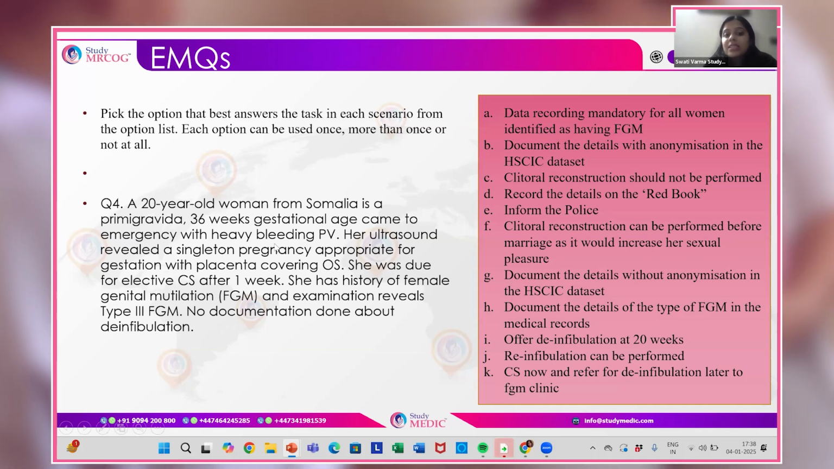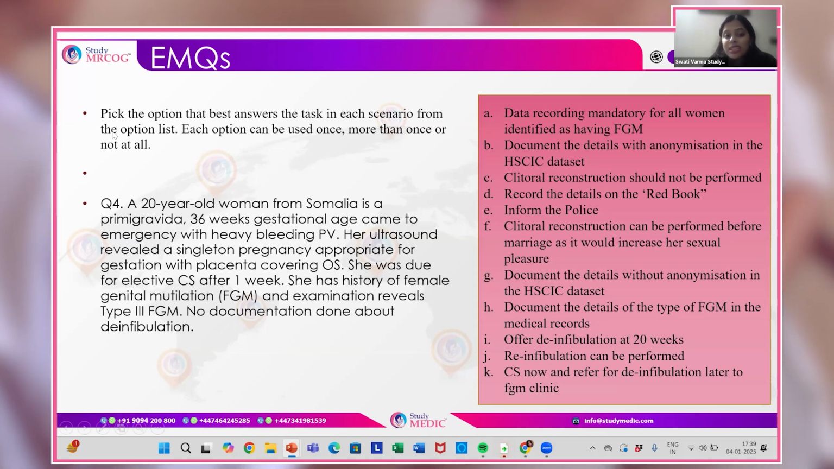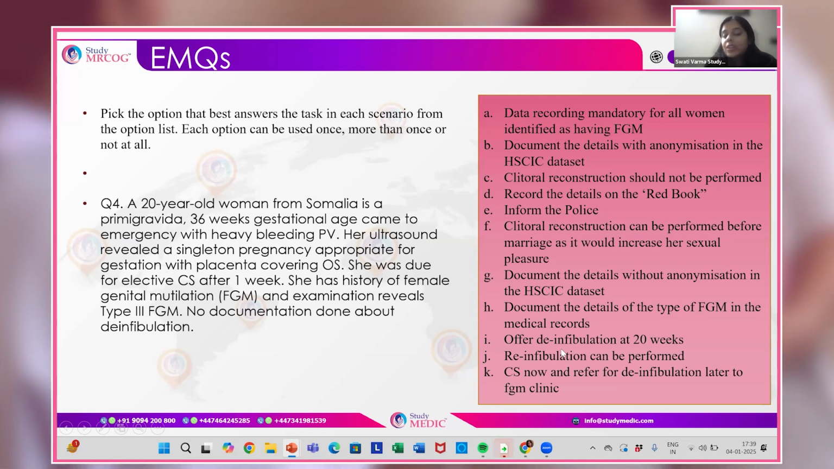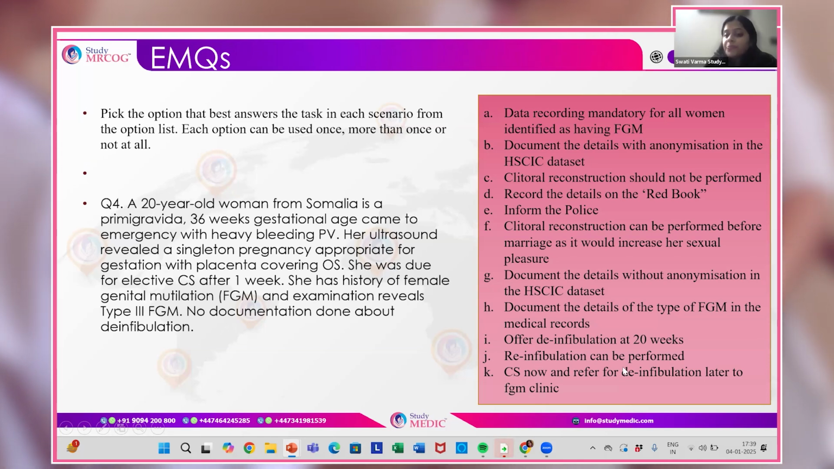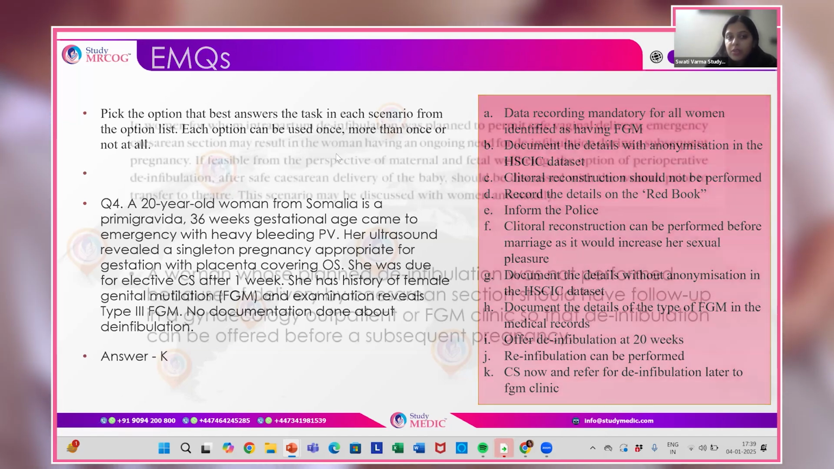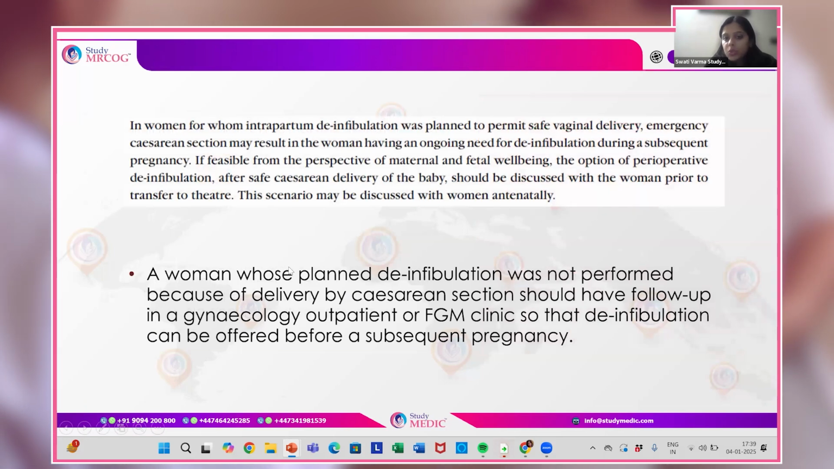But since she has come in emergency, we are not certain that preparation for deinfibulation is there or not, because ideally she had to be done after 1 week. Then preparation for deinfibulation would have been there. But right now in emergency, we are not certain whether she can be deinfibulated or not after C-section. So the better option is refer for deinfibulation later to FGM clinic. Right now, you will place her for C-section. So both these scenarios I have kept.